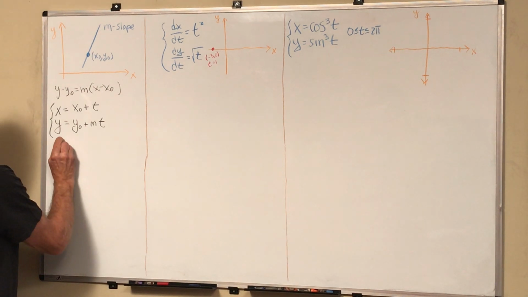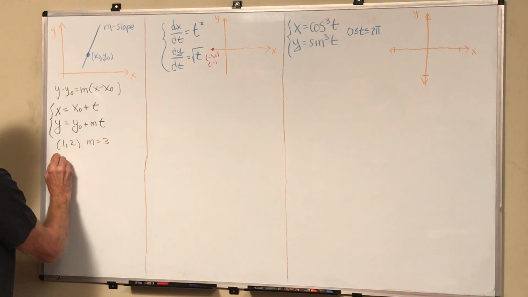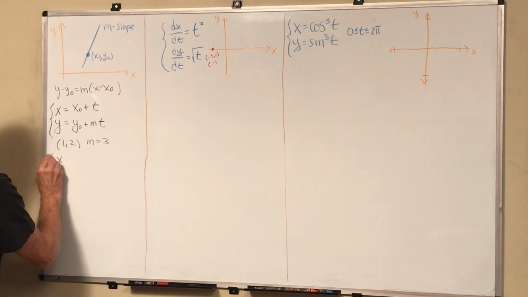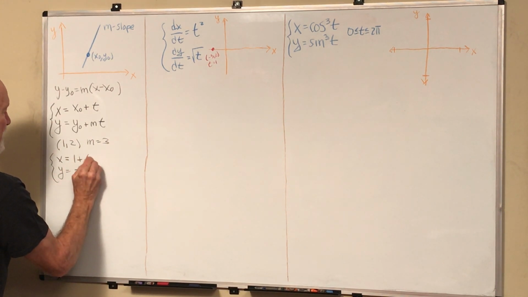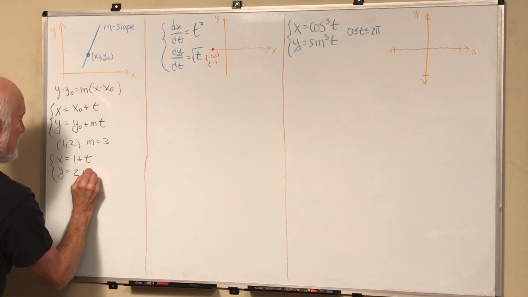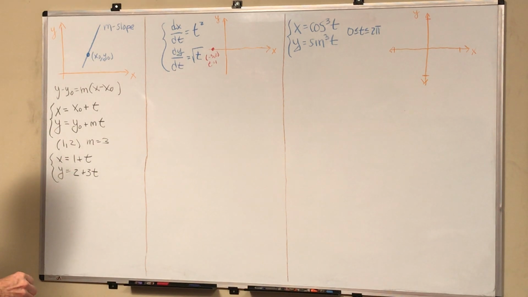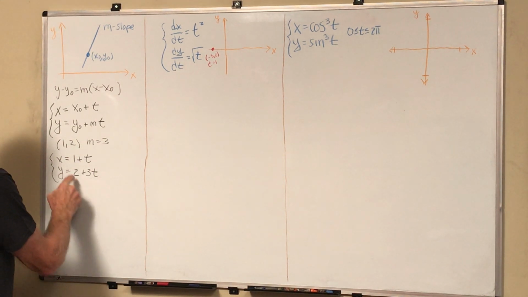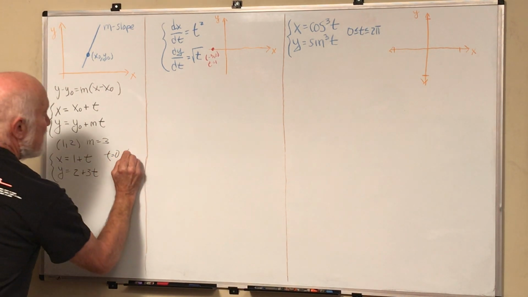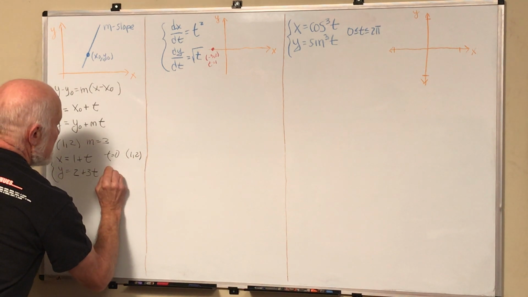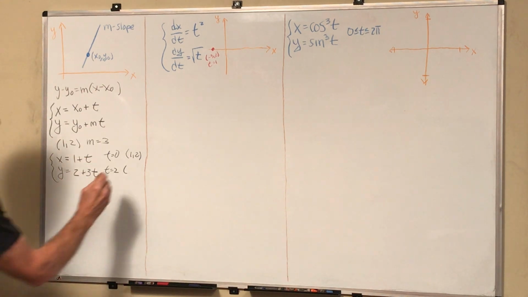So, a quick example. You've got the point 1, 2, and you want it to have a slope of 3. You would just put 1 for x and 2 for y, plus t, and then plus 3t. And that certainly would be one answer. And if you look at it, if you had t equals 0, you'd be at the point 1, 2. And when t equals 2, you'd be at the point 3, 8.